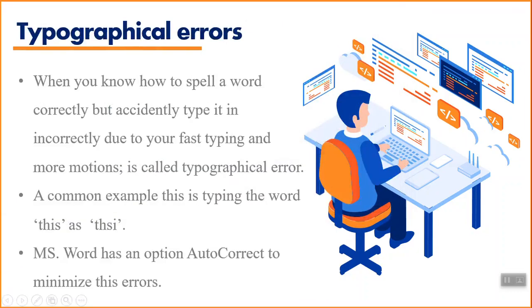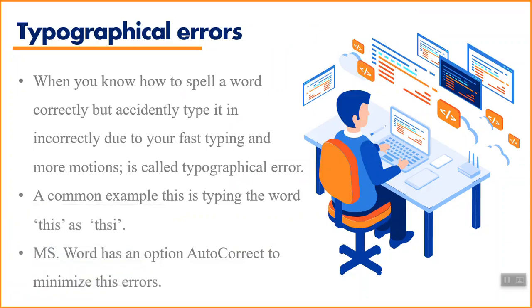The next thing is typographical errors. Typographical errors are errors made when you know how to spell a word correctly, but accidentally type it in an incorrect form. When you know how to spell a word correctly, but accidentally type it incorrectly, due to your fast typing and more motions that make you type something incorrectly, this type of error is called typographical errors.